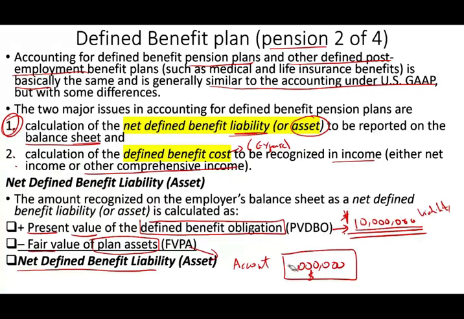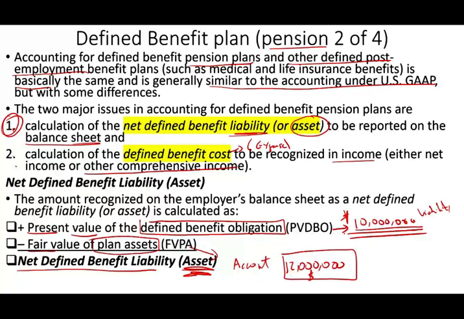If we change this example and we said in the account we have $12 million, then what? Guess what? Then we have a net benefit asset. Why? Because we have more assets to cover our liability. And this is the first thing: where does the net benefit liability or asset come from?